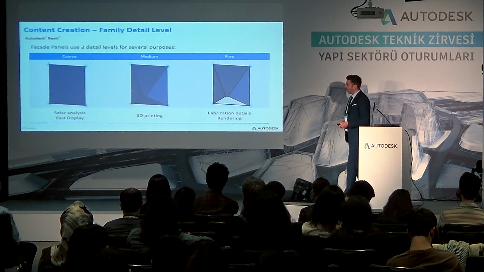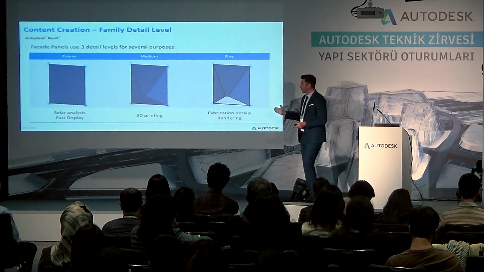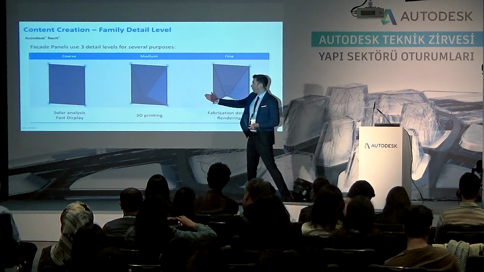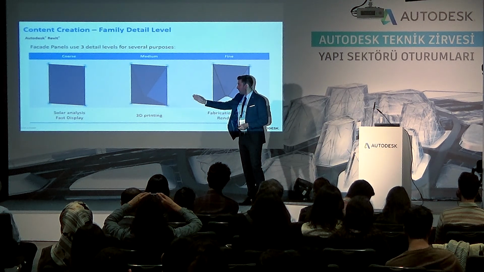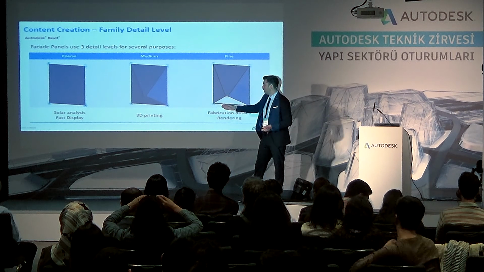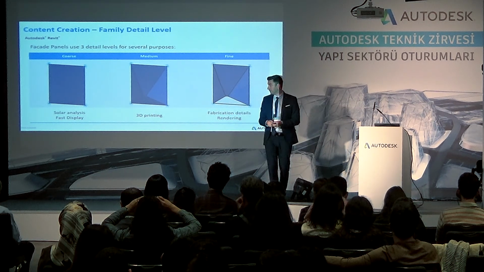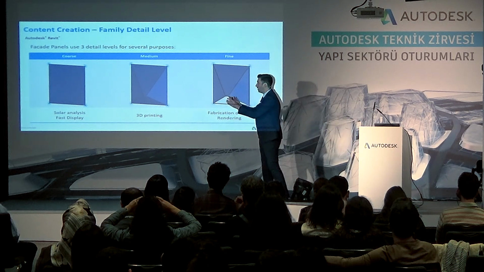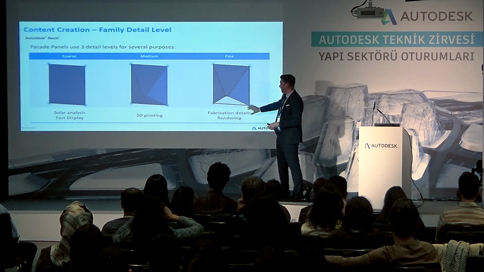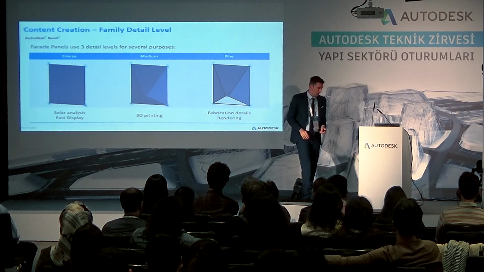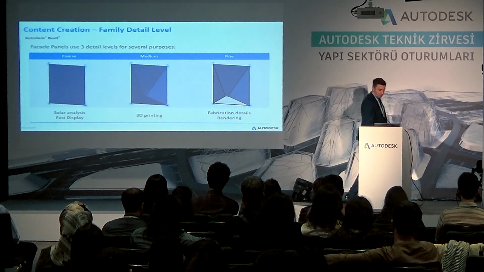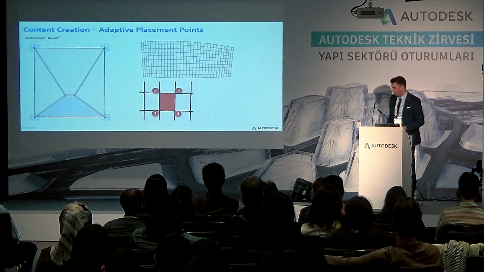Of course, in Revit, we can create different types of detailing. So we can have one family for solar analysis. We can have one for 3D printing. If you want to 3D print that, you need a full block. Also for fabrication details, you need a family that is more accurate. So we can create 3 options, and we can customize them.